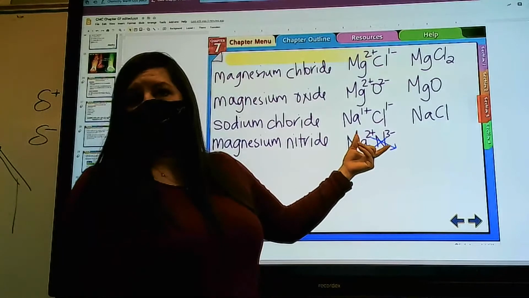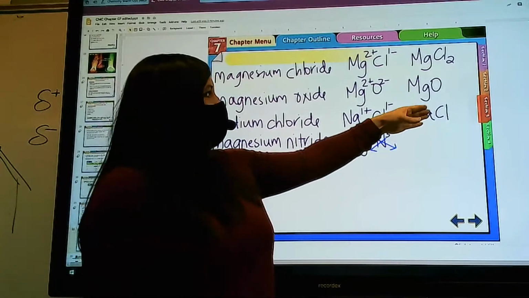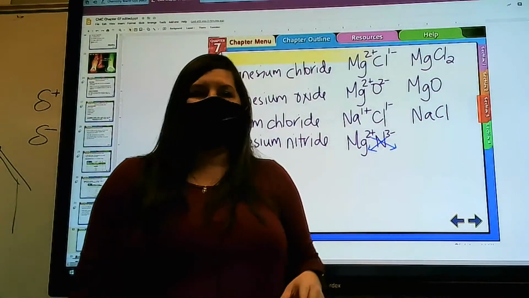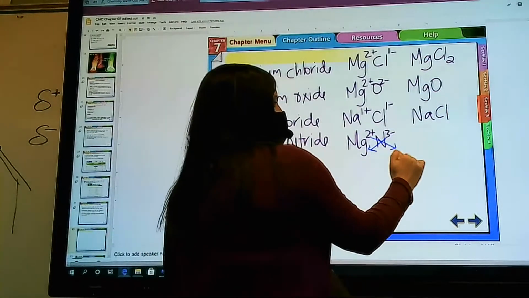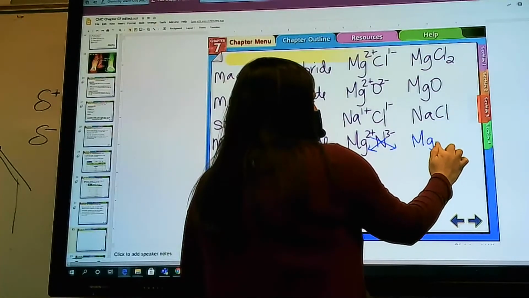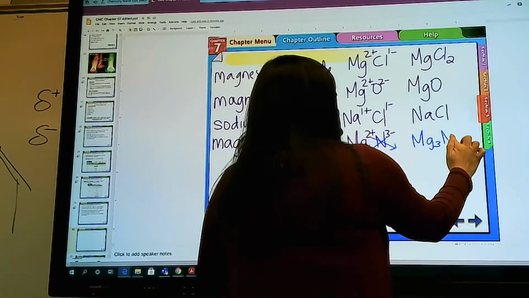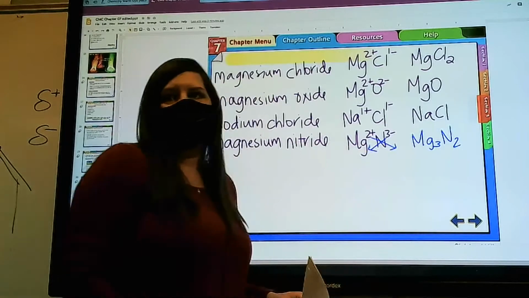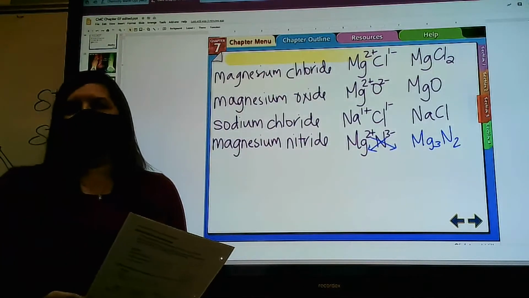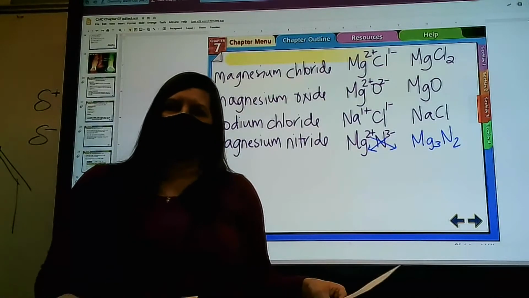But do not bring the charge down. Okay, do you see before, these subscripts are just telling you the number of atoms. We're going to have a minus and a plus. So when I rewrite this, that 3 now becomes the magnesium subscript, and nitrogen has a subscript of 2. So it's a shortcut, so you don't have to think about it.